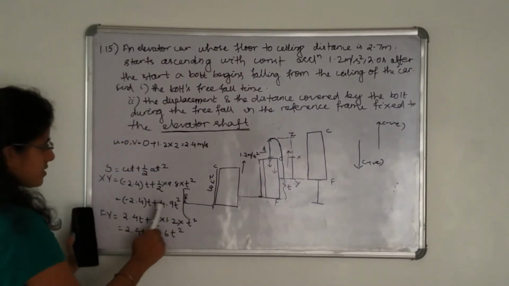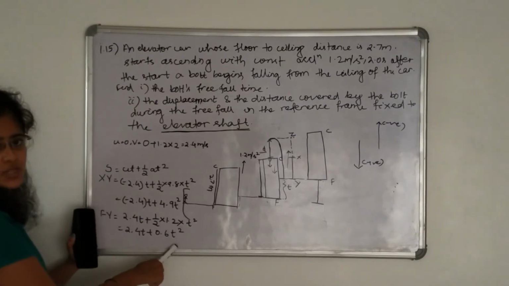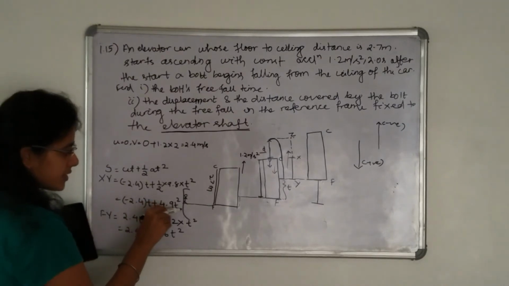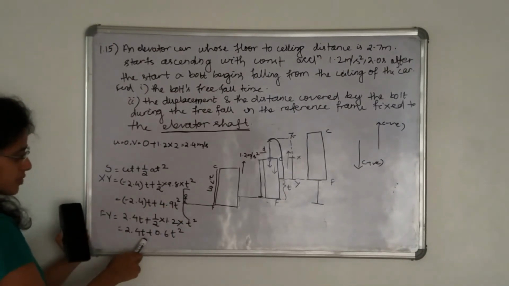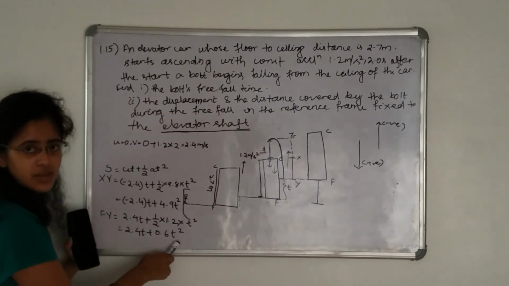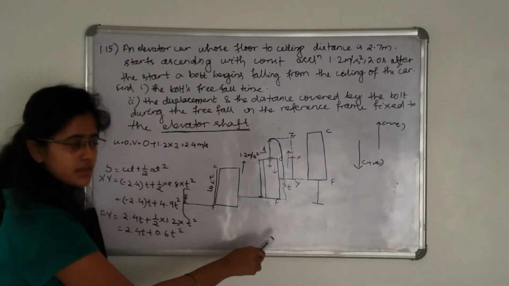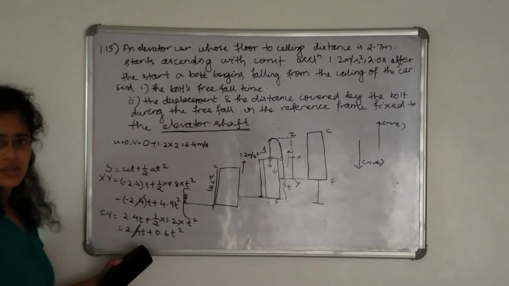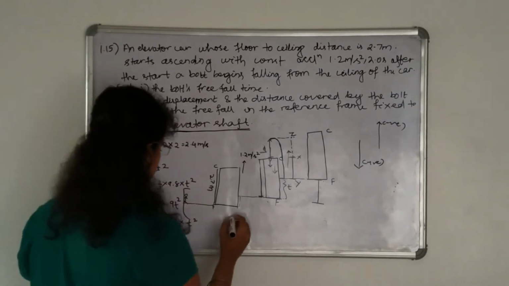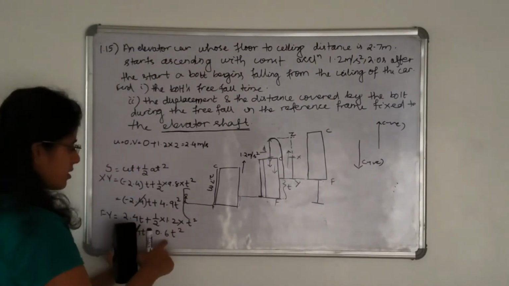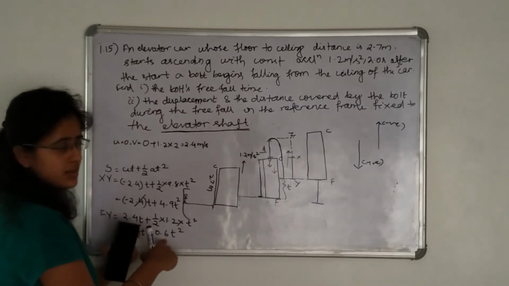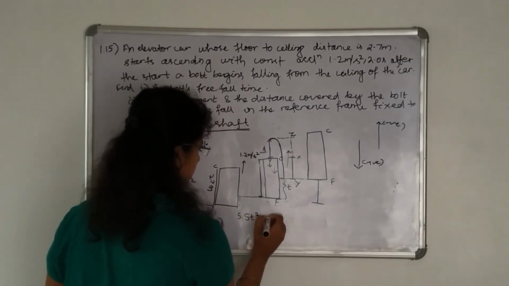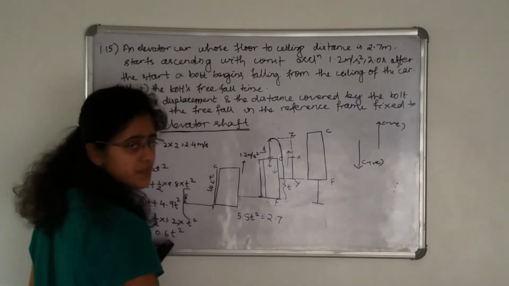So this plus this is equal to L, that is 2.7. Minus 2.40 plus 4.9t square plus 2.40t plus 0.6t square is equal to 2.7 meter. Here minus 2.40 and plus 2.40 cancel out. So how much is left? 4.9t square plus 0.6t square, that is 5.5t square is equal to 2.7.